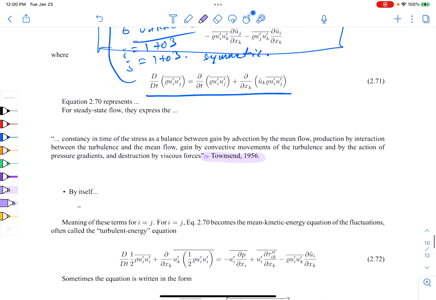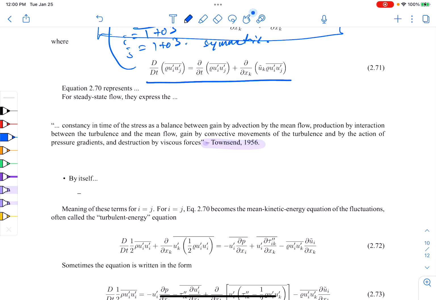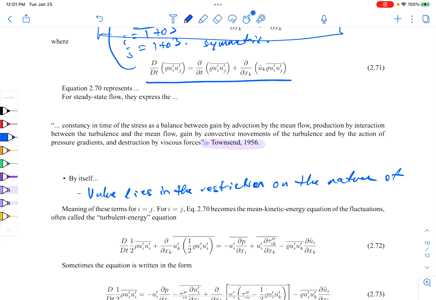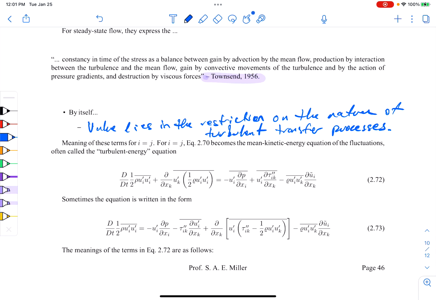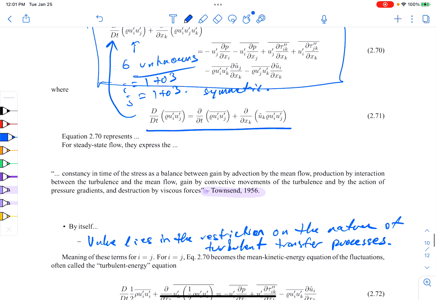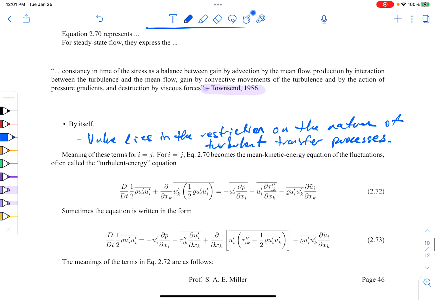By itself, this equation, 270, does not lead to any knowledge of the redistribution of the Reynolds stresses and to a solution of the mean flow problem by itself. Its real value lies in the restriction on the nature of the turbulent transfer process. So by itself, it's not very useful as a closure equation, and of course you can put that in your CFD solver, but then you have all these extra unknowns and very complicated terms to deal with, and not many people have used this directly in solvers.